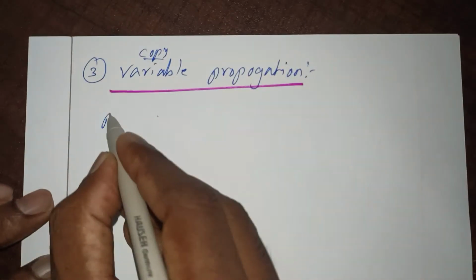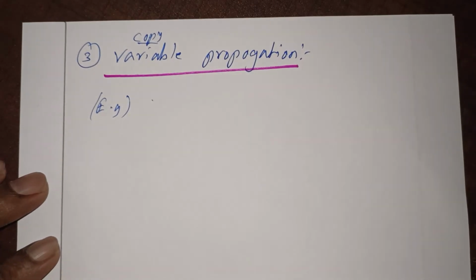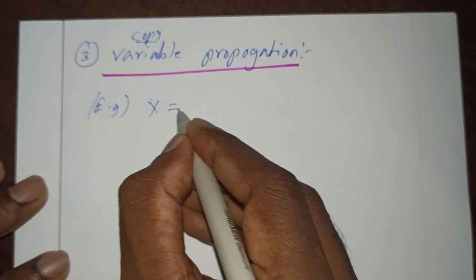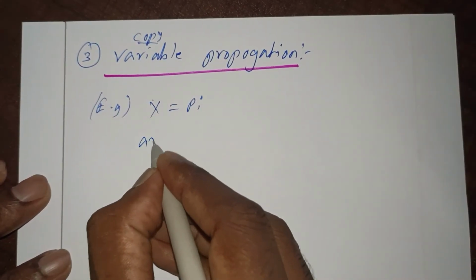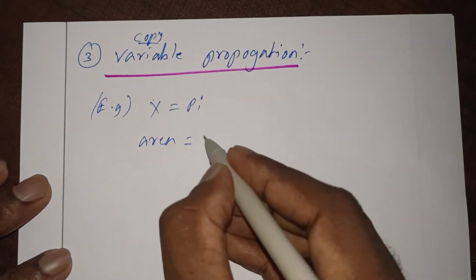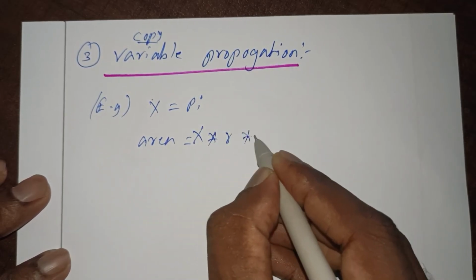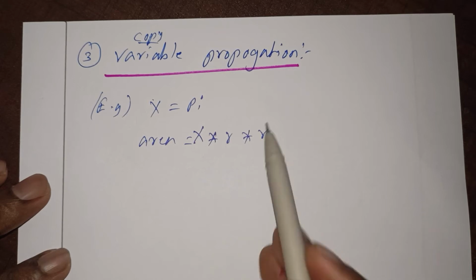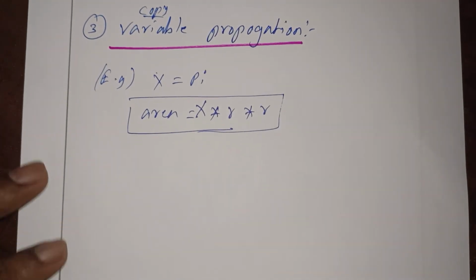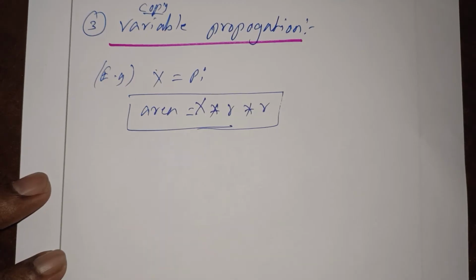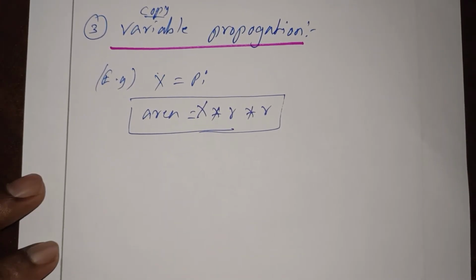With an example you can see how exactly this copy propagation works. For example, x is equal to pi. Now area is equal to x into r into r, that is pi r square. You know well the formula for area. Now I can say this is not an optimized code. Okay sir, so can you write what is the optimized code?